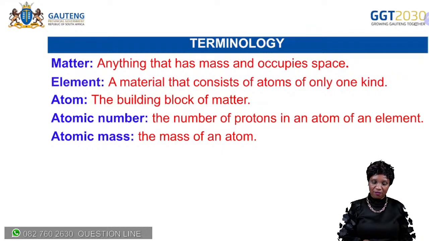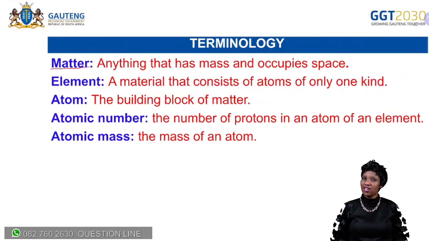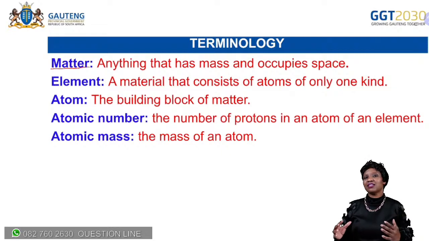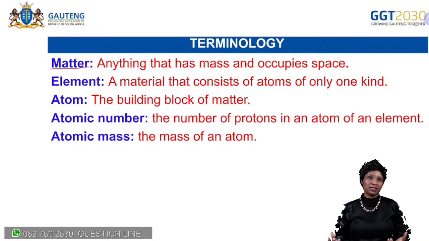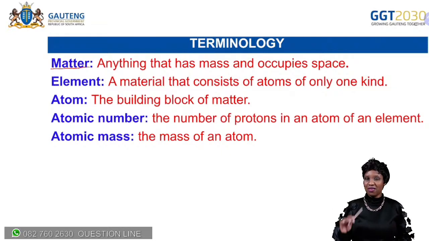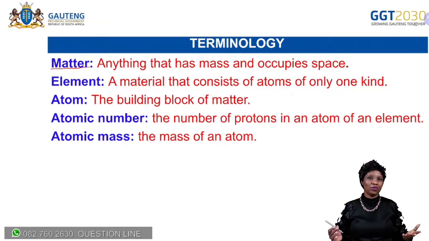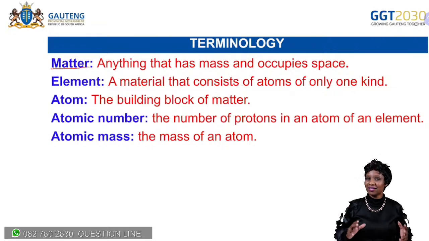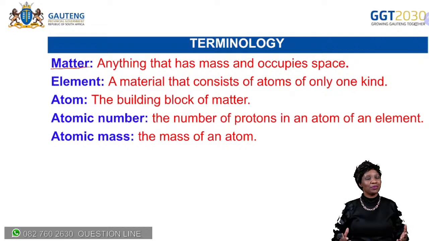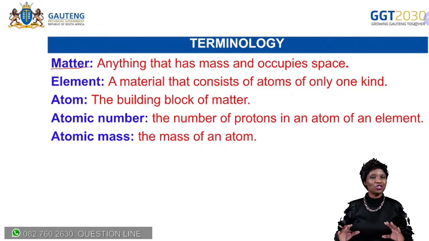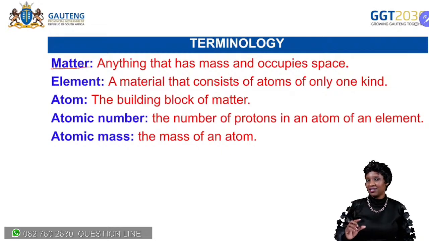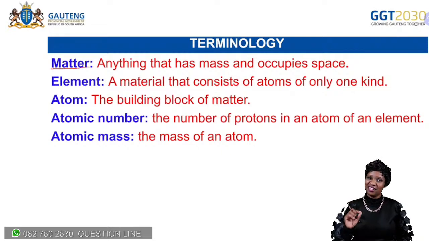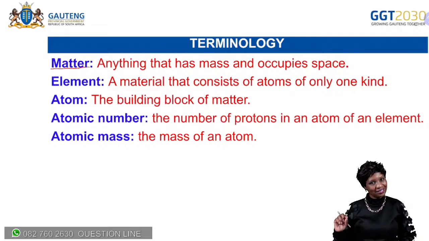Let's check the first one. The first one is matter. How can we define matter? Matter is anything that has got mass and occupies space. So anything is matter. Even the pen that I'm holding is matter. All right. For example, you are sitting in a classroom now. We have said matter is anything that has mass and occupies space. Therefore, the chair that you are sitting on is matter. The table or the desk that you're writing on is matter. The stationery that you have is matter. Okay. Therefore, matter is anything that occupies space and has a mass.